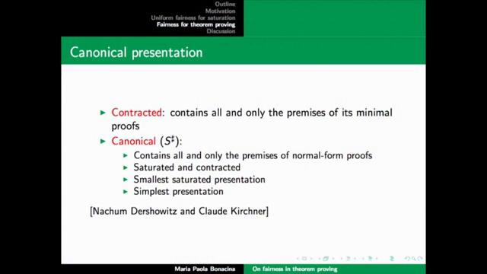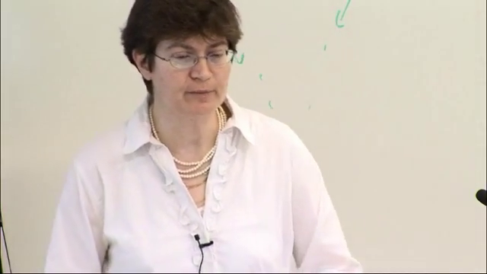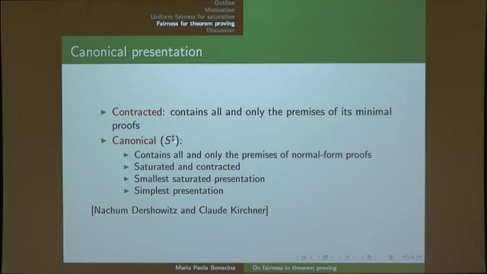Okay, now, based on the notion of proof orderings, a notion of canonicity was developed. We say that a presentation is contracted if it contains all and only the premises of its minimal proofs. And then we say that the presentation is canonical, and we represent it with this sharp symbol up here. So S sharp is the canonical presentation for the theory of S, if it contains all and only the premises of normal form proofs. Now, contracted means contain all and only the premises of minimal proofs. Canonical says normal form proofs. So if you think about it, it means that canonical is saturated and contracted, because the saturated is the one where, because there are all the normal form proofs, minimal and normal form essentially coincide. And then one can prove that one can also characterize a canonical presentation as the smallest saturated presentation with respect to subset ordering, and the simplest presentation with respect to the ordering on presentations based on the ordering on proofs.